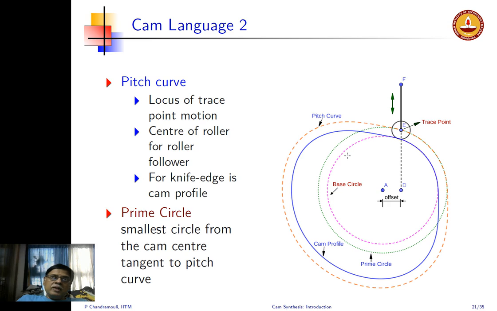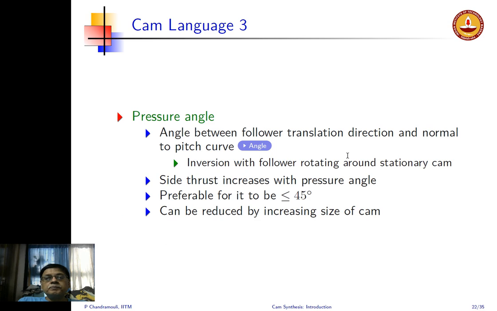Now for the roller follower we have something called a pitch curve, which is basically the locus of the trace point motion in the inversion, assuming that you have fixed the cam and the roller is moving around: what is the locus of the trace point? That is called the pitch curve. And the prime circle is basically the smallest circle that you can draw from the cam center tangent to this pitch curve.